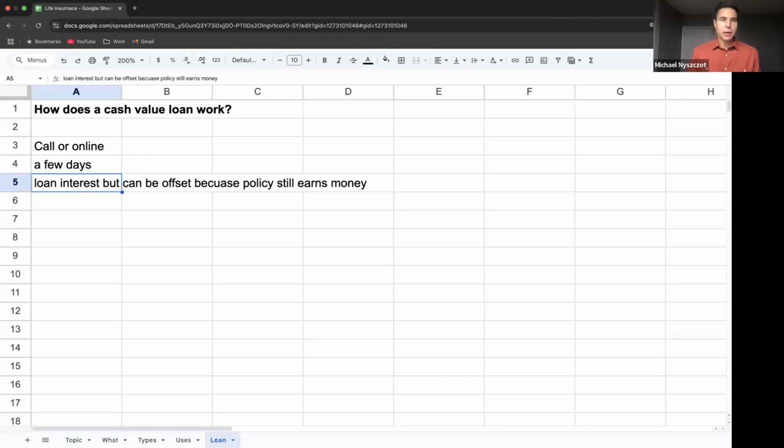And with a lot of policies, even though you're taking money out of your policy, you might be charged like a 5-6% loan rate. Life insurance companies usually declare that rate annually or quarterly, depending on the type of product.